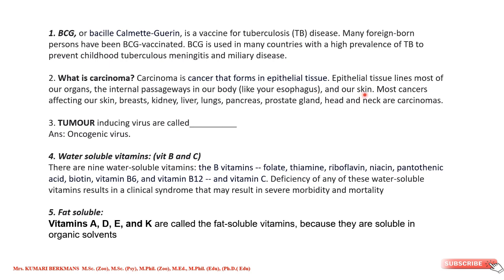And our outer skin is also made up of epithelial tissues. Most cancers affect the skin, as well as the breast, kidney, liver, lungs, pancreas, prostate gland, and head and neck; these are carcinomas. So the outer covering of these organs is epithelial tissue. Carcinoma means cancer, and most of the tissue affected by carcinoma is epithelial tissue.